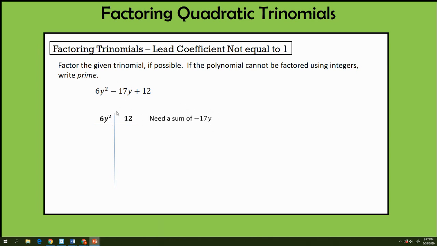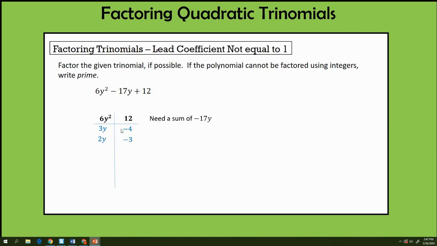Now there are some combinations here to get my first term. I could go 6y times y. I could go 3y times 2y. So I got some combinations to work with there. And then here, I want 12 to be positive, but notice I got a negative number in the middle. If you remember, what that meant was these two are going to have to be negative to give me a positive 12 and then give me some negatives to work with in the middle. So I'm going to guess 3y, 2y, and negative 4, negative 3, just for starters, see where I'm at.